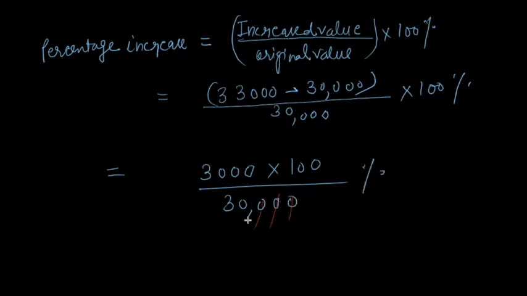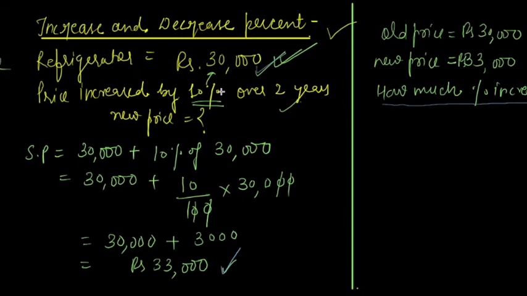This is 1, 2, 3, 4. 1, 2, 3, 4. Right? And if I cancel, 3 ones are 3 and 3 tens are 30. So how much are we getting? We are getting 10%. Right? So this was another form of the same question. If you remember, when we calculated the new amount in the previous slide, the percentage increase was 10%. So with the same values, we are getting the percentage increase as 10% in the next question.